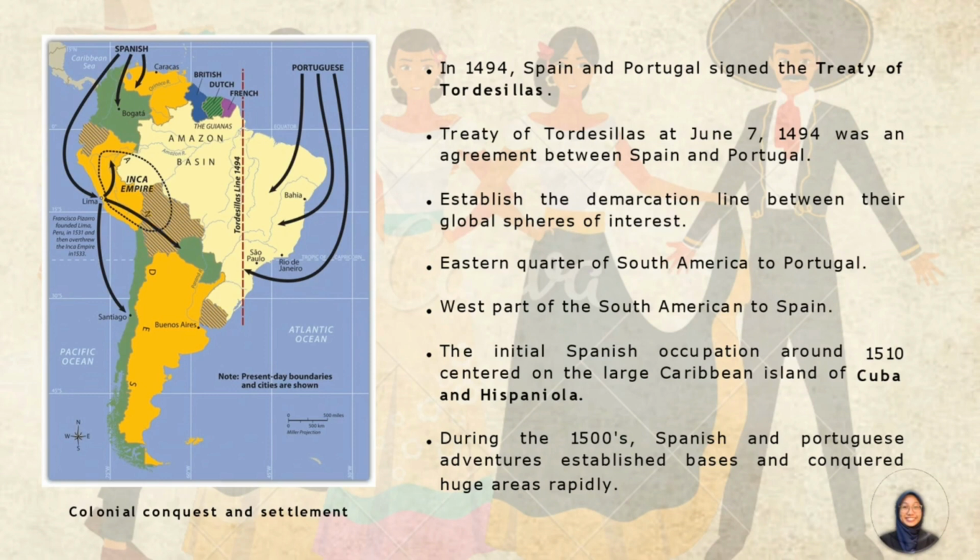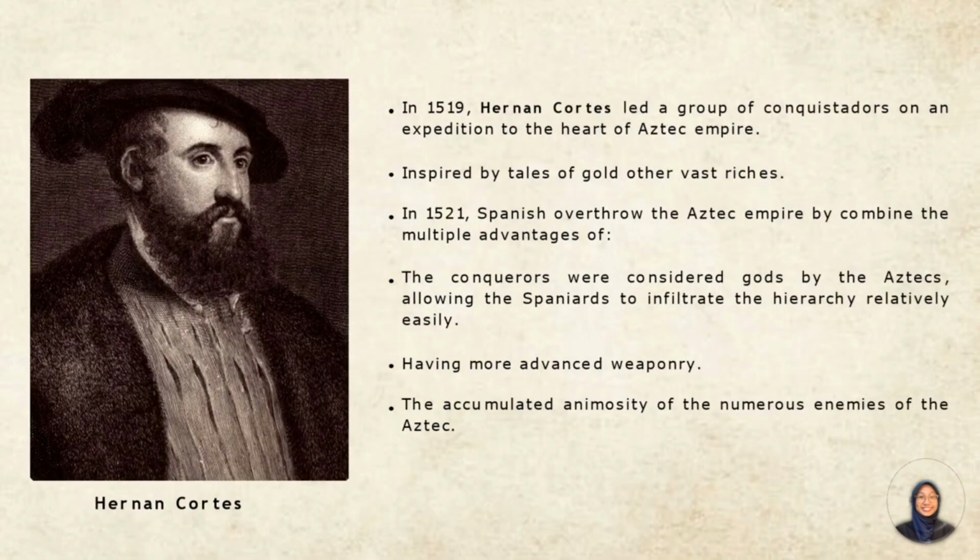The initial Spanish occupation around 1510 centered on the large Caribbean islands of Cuba and Hispaniola. During the 1500s, Spanish and Portuguese adventurers established bases and conquered huge areas rapidly. In 1519, Hernan Cortes led a group of conquistadors on an expedition to the heart of the Aztec Empire, inspired by tales of gold and vast riches.